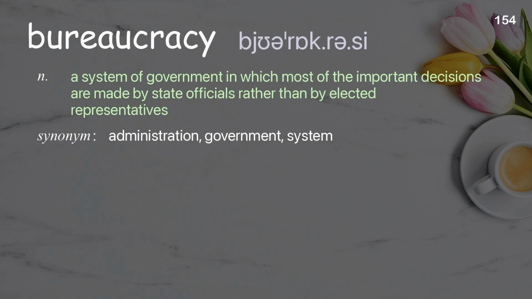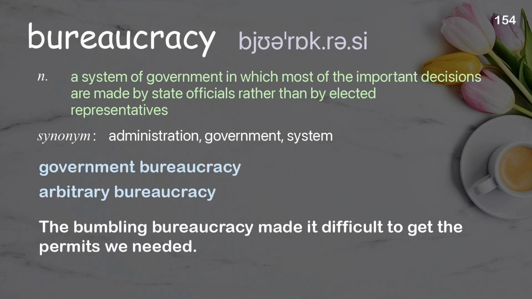Bureaucracy: A system of government in which most of the important decisions are made by state officials rather than by elected representatives. Examples: Government bureaucracy. Arbitrary bureaucracy. The bumbling bureaucracy made it difficult to get the permits we needed.